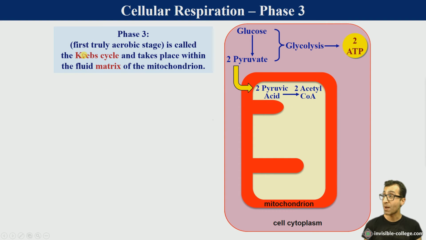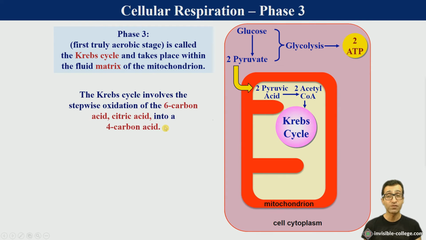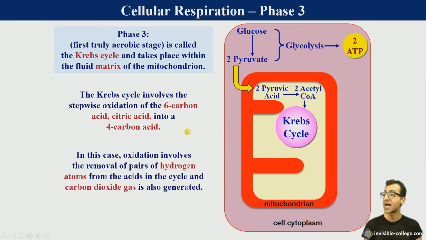This is called the Krebs cycle, or the citric acid cycle, and this takes place again within the fluid matrix of the mitochondrion. Now it is a cycle of biochemical reactions, and we're going to talk about that in more detail shortly, but essentially this involves the stepwise oxidation of the 6-carbon compound citric acid ultimately into a 4-carbon acid.